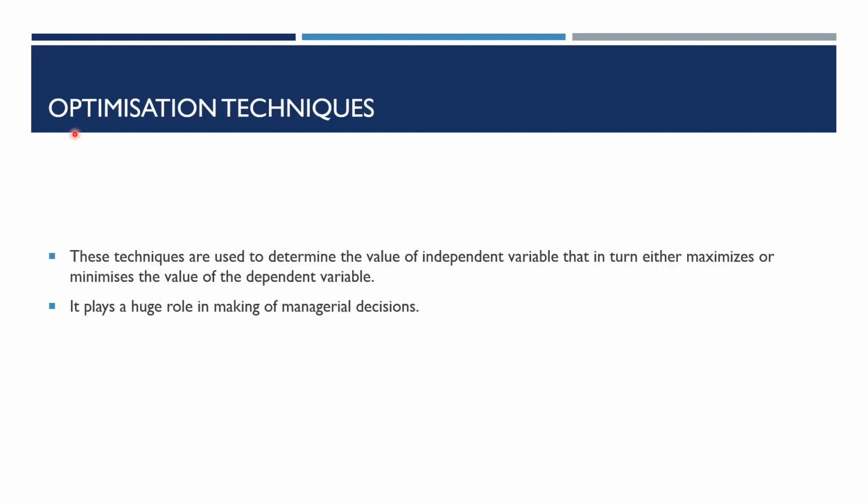Now let's understand the third tool of economic analysis, which is called optimization techniques. These are techniques that are used to determine the value of the independent variable.